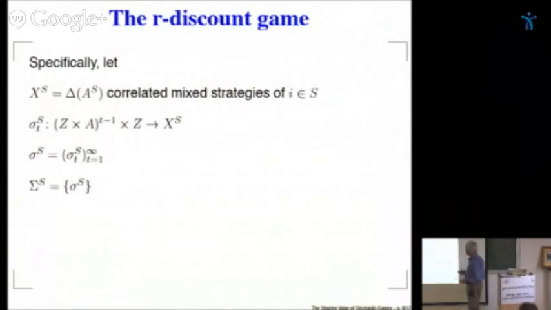Okay, so here's the way to proceed. We look at the correlated mixed strategies. Now we want to think about S playing zero sum against N minus S. In exact analogy to what was done before, we looked at correlated mixed strategies of the players in some coalition S, and we look at all the strategies in the infinite game where that coalition looks at the past and current state and decides on the correlated mixed strategy in this state. If you do that over every period of time t, you've defined a strategy in the infinite game, and capital sigma superscript S is the set of all these strategies in the infinite game.